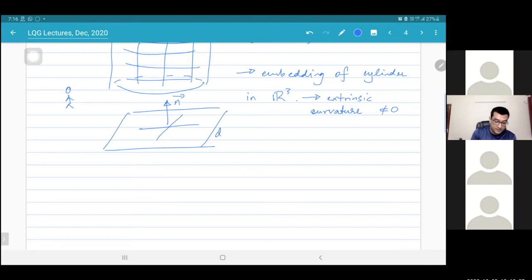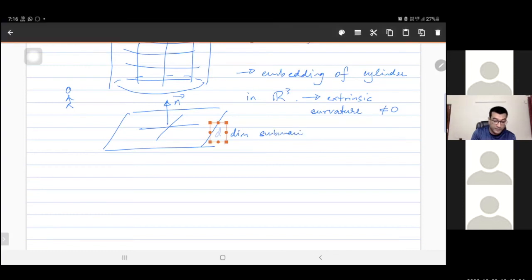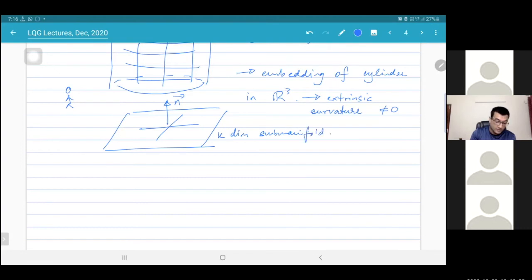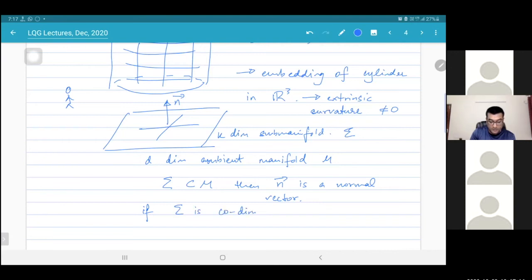So if this is your sub-manifold, or let me call it a k-dimensional sub-manifold, right? And you have a d-dimensional ambient manifold M, such that sigma is embedded in M, then N is a normal vector, right? And if sigma is codimension one, right, then you have a unique normal vector. So that is the situation that we are looking at. Okay.